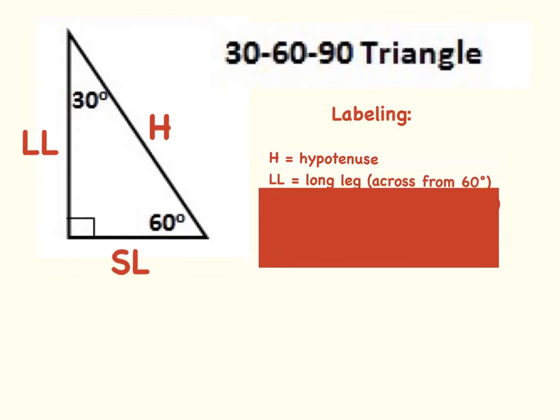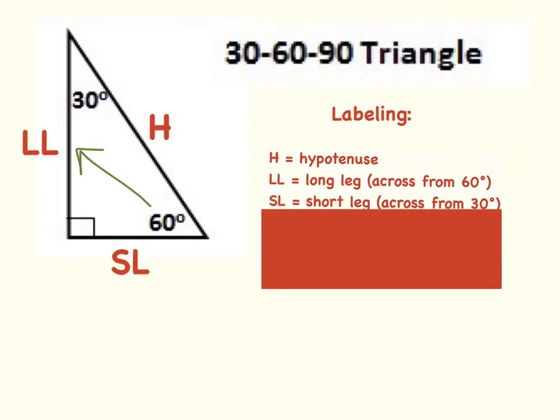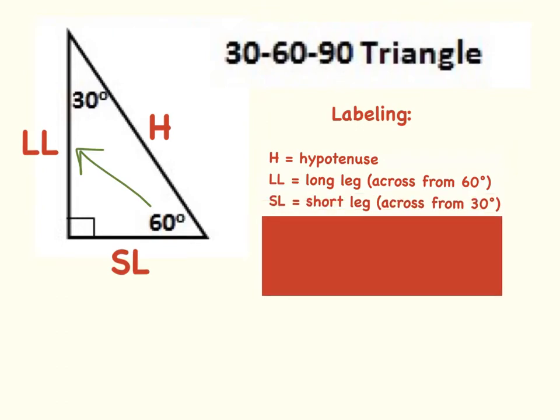The LL is our long leg, and that is the leg that is opposite our 60 degree angle. And then we have our short leg, which is opposite our 30 degree angle. So this is how you identify what you're dealing with. Also, if you look, you can clearly tell that this is the shorter leg and this is the longer leg. So we just use LL and SL to make it easy.